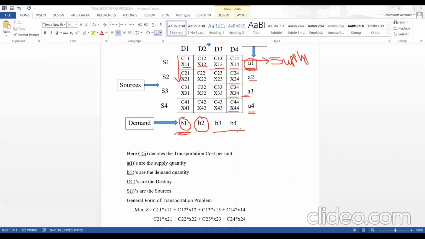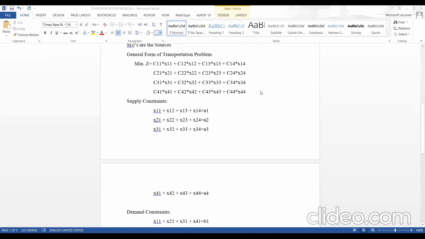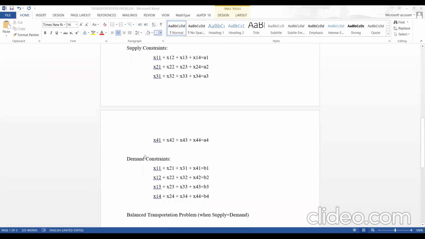Is that clear how to write the supply constraints and demand constraints? Please reply to the question. No? If you have doubts, you can ask me. Is there any doubt regarding how to write the constraints? No, sir. Okay. So these are the supply constraints and these are the demand constraints, as I have written.